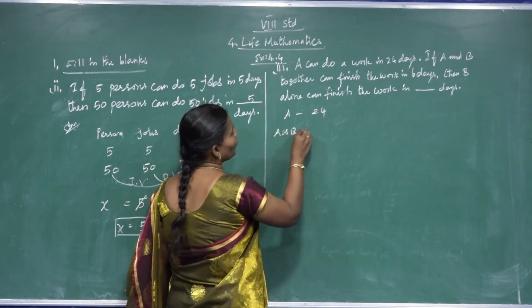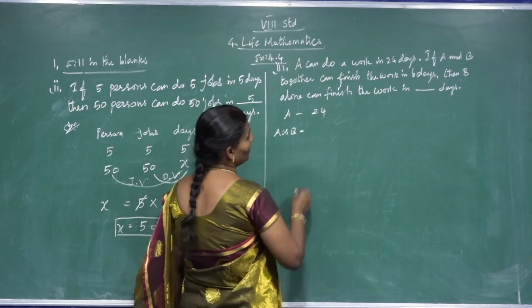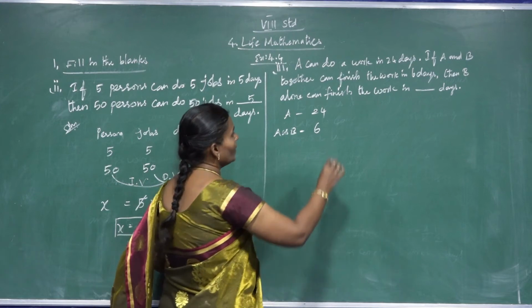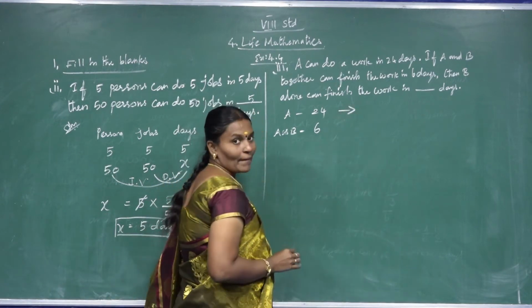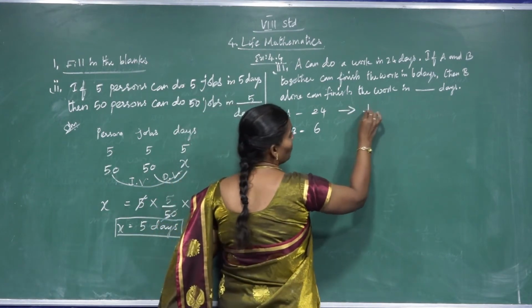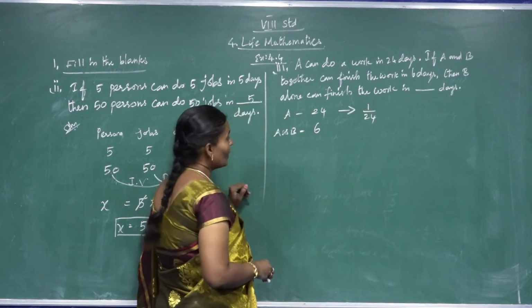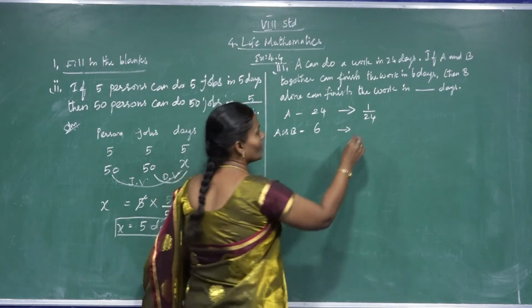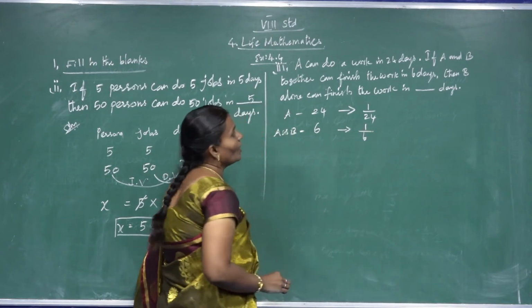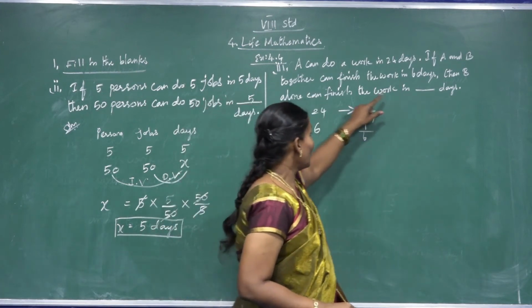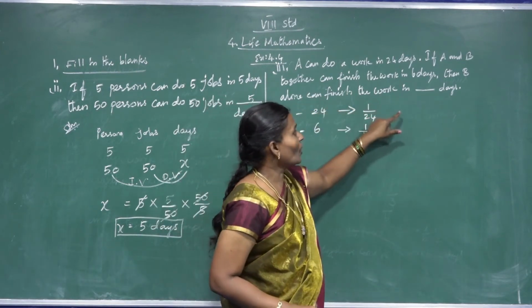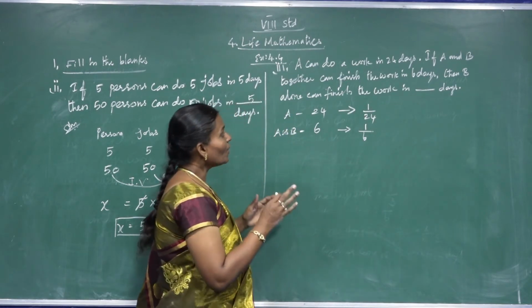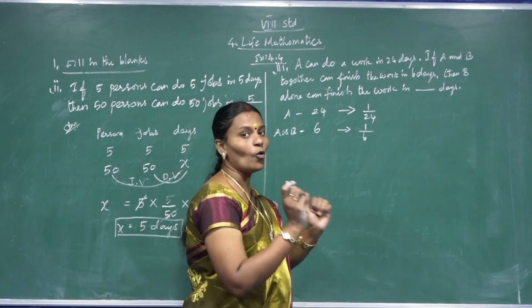A and B together can do the work in 6 days. How many days? 6 days. So A alone in 1 day is 1 by 24. Then A and B together can do the work in 1 day is 1 by 6. Here, B alone can finish the work in dash days. You have to find out how many days B alone can do the work.